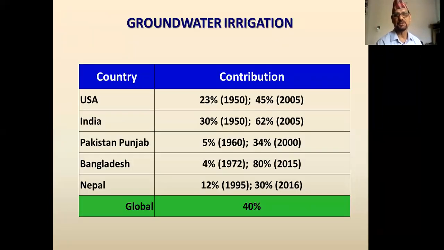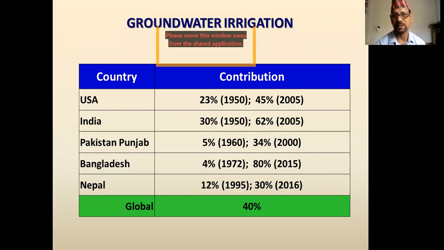And if we observe the area covered by groundwater irrigation in different time periods, this is rather old data, but it gives some information on how the use of groundwater has been increasing. In the USA, 23% of the total irrigation was from groundwater in 1950. Now, in 2005, it is 45%. Likewise in India, it was 30% in 1950 and 62% in 2005.